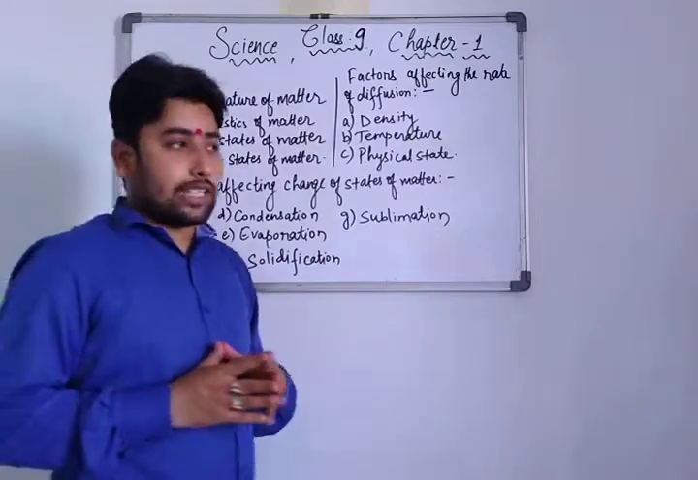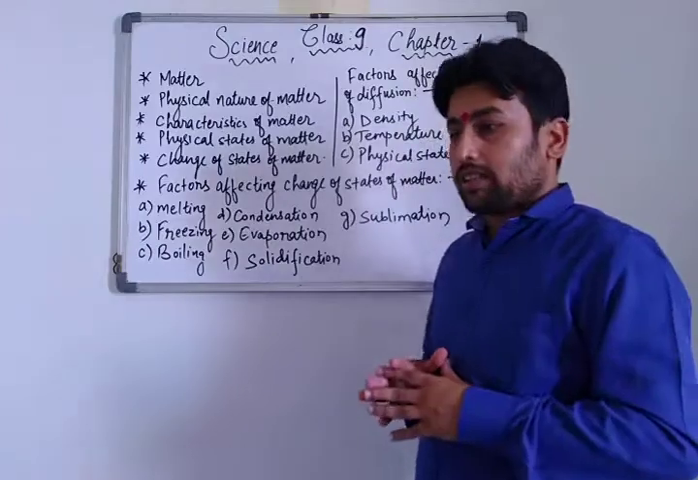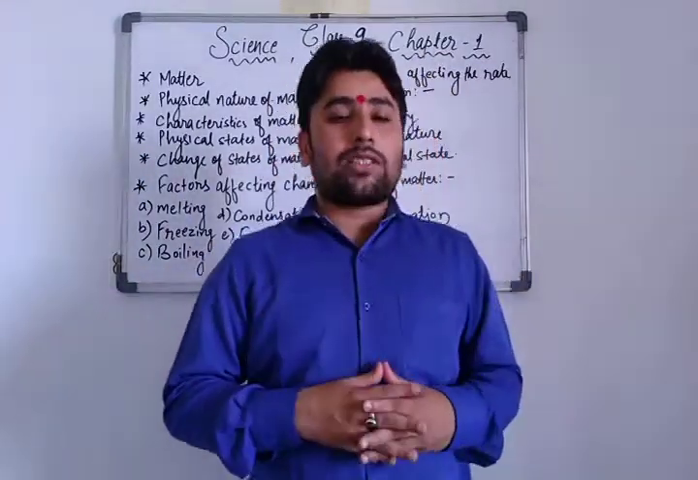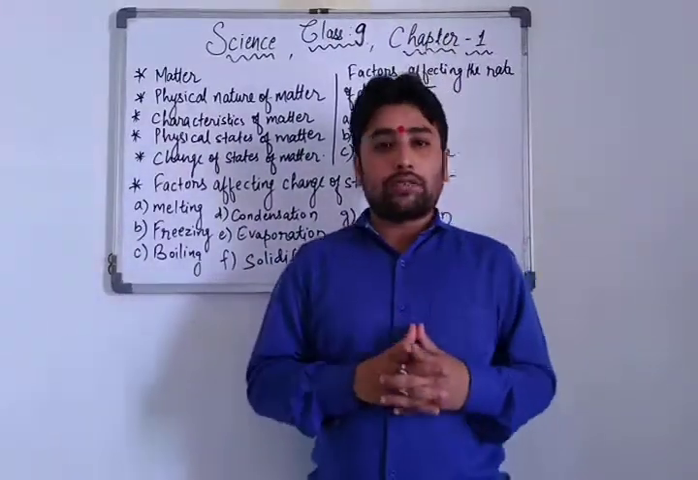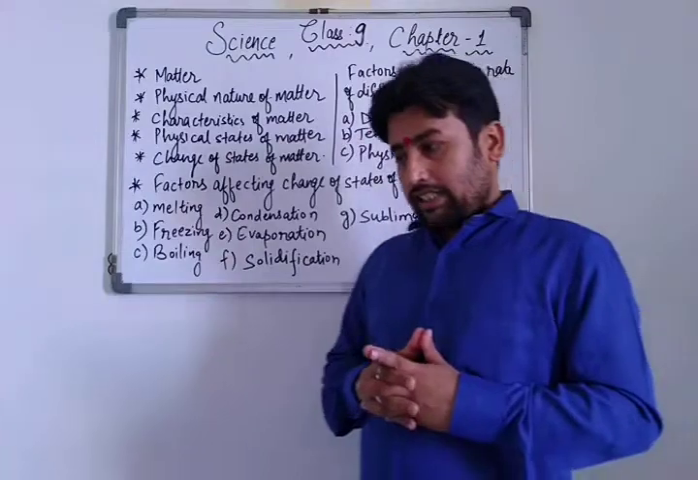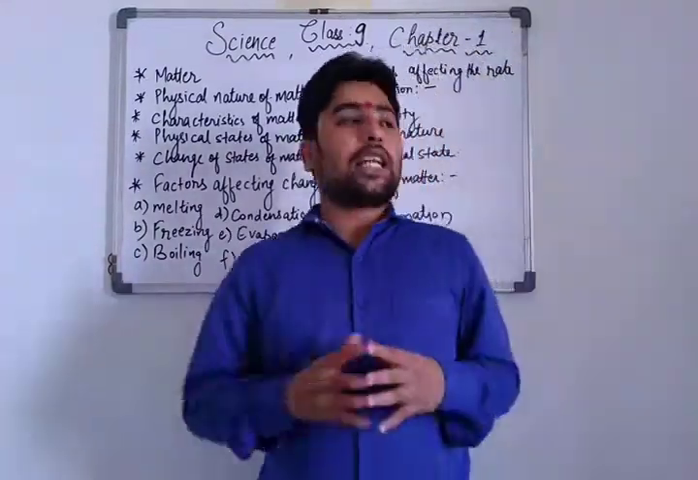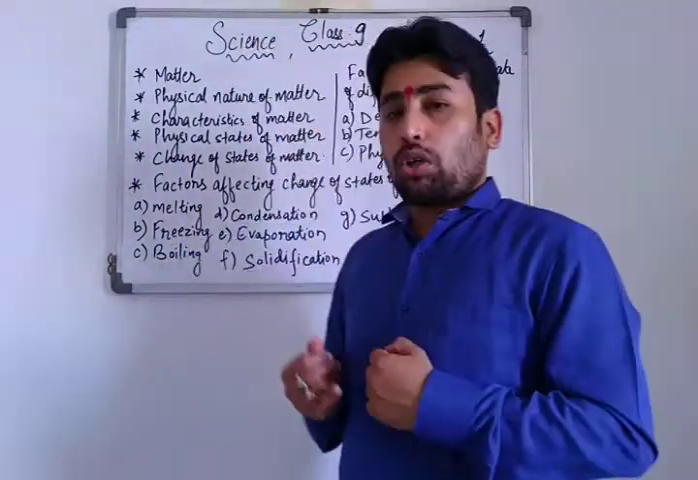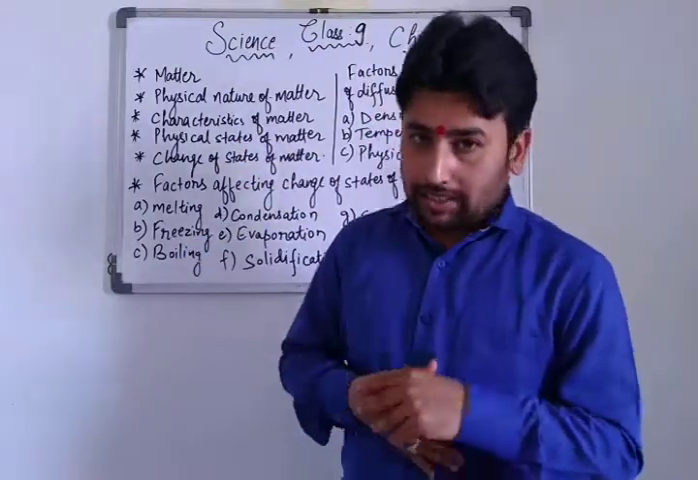Before starting this chapter, in the previous video I had explained what matter is. Matter is anything which occupies space, has some mass, and can be judged by our sense organs. I classified matter into physical classification and chemical classification. The physical states of matter are solid, liquid, gas, plasma and Bose-Einstein condensate.